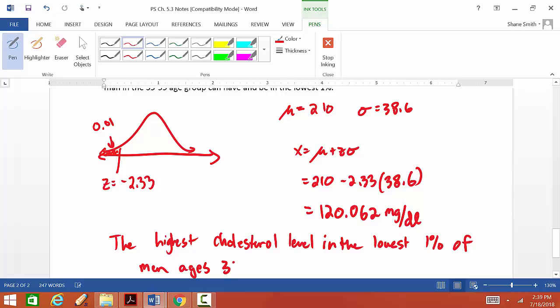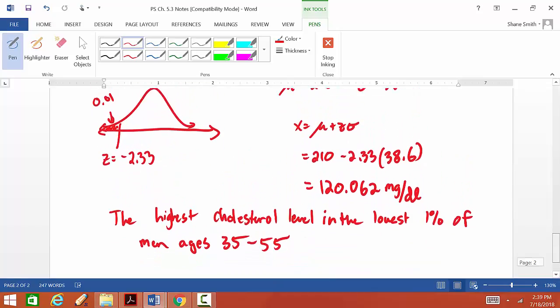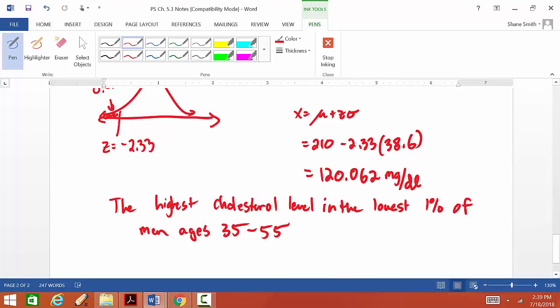ages 35 to 55. This sounds wordy, but this is all important information because cholesterol levels are going to vary amongst men and women because they're biologically different, and across ages because as you get older, it's harder to maintain your cholesterol because of metabolic reasons. So it sounds wordy, but just saying men and just saying ages isn't a complete picture. So it's important to include both of those things. 120.062 milligrams per deciliter.